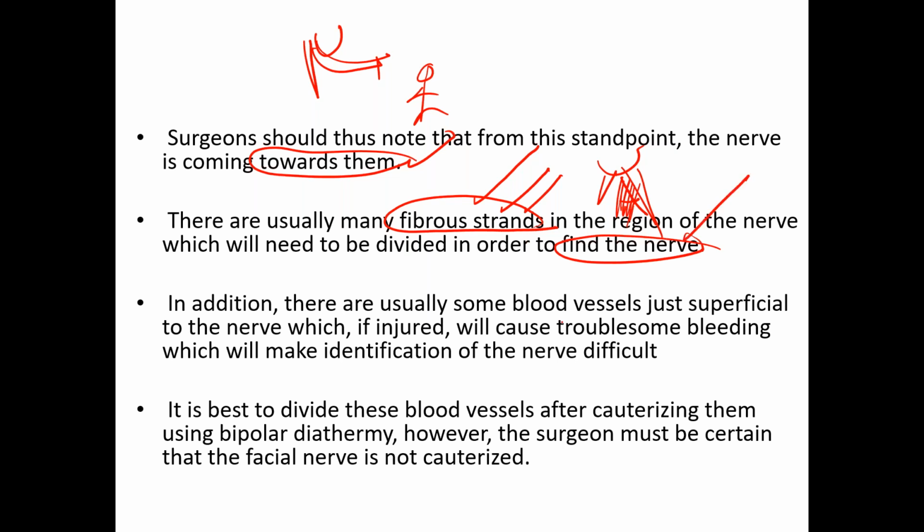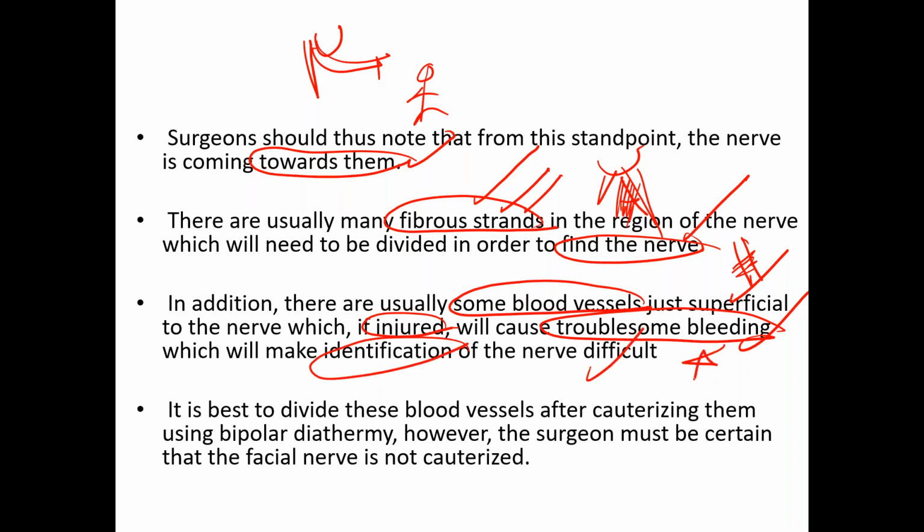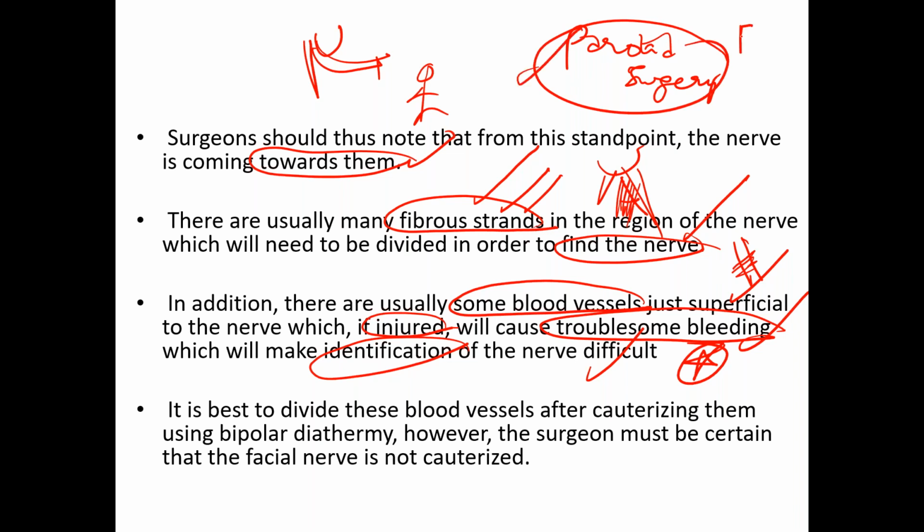In addition, there are usually some blood vessels superficial to the nerve. So before you reach the nerve, there will be some blood vessels. If injured, they will cause troublesome bleeding, and identification will become difficult. So facial nerve identification is very important in parotid surgery. What is the most important thing in a superficial parotid tumor? Facial nerve identification is the most important thing. You should keep it in mind.